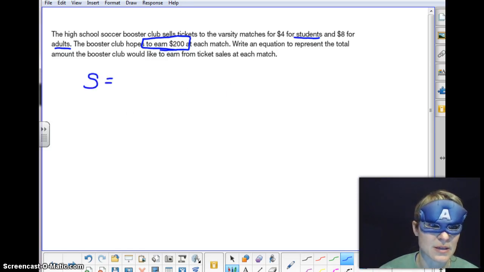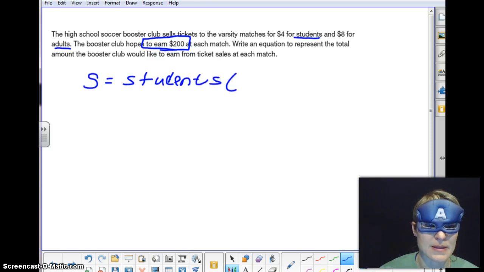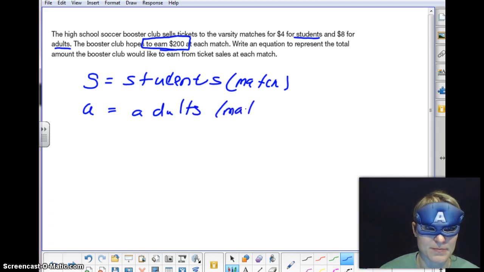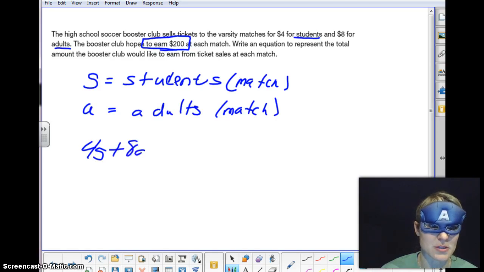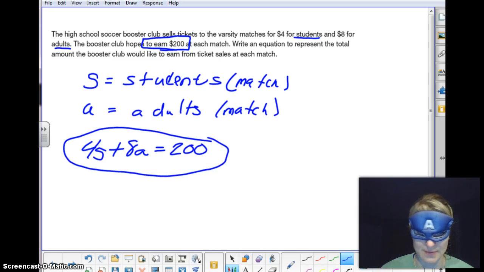We can use S for students, and that's each match, right? And then we can use A for adults for each match, right? So then we have $4 for each student. So if I know the number of students, I'm going to times that by 4. And then we have $8 for each adult, and we want to earn a total of $200. And then that's my expression. So cinchy, isn't it? All right, let's look at another example here.